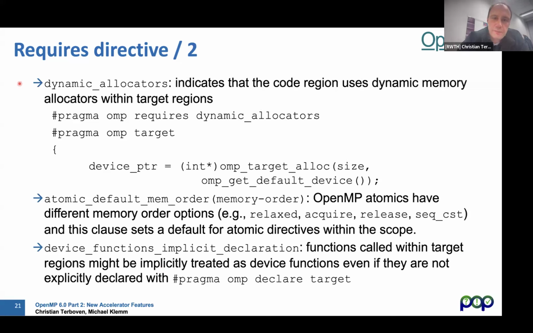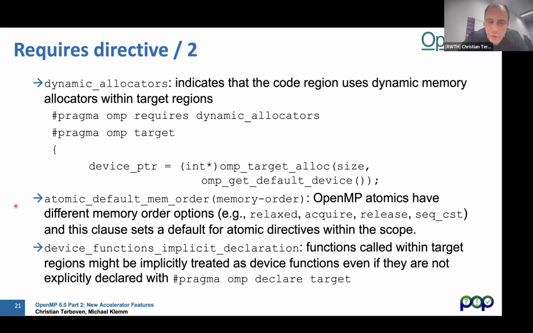Dynamic allocators. We have some extended allocator functionality that will be covered not in the next, but in the chapter afterwards. If you specify this requirement, it ensures that the code region can actually make use of dynamic memory allocators within the target region, not only on the host, but specifically on the target region. Pragma omp requires dynamic allocators is applied to the following code region, which is this target. And here we're doing an omp target alloc of a certain size on the default device.